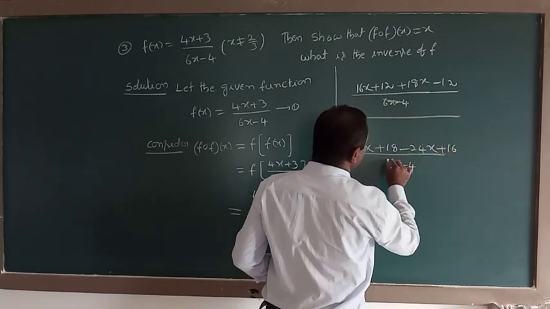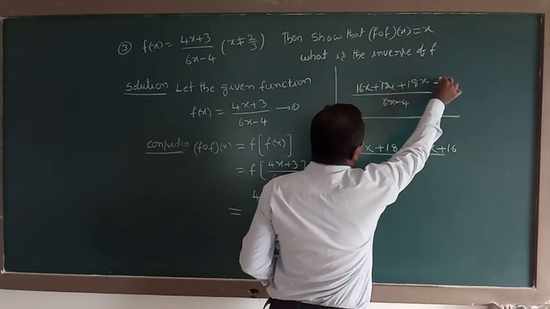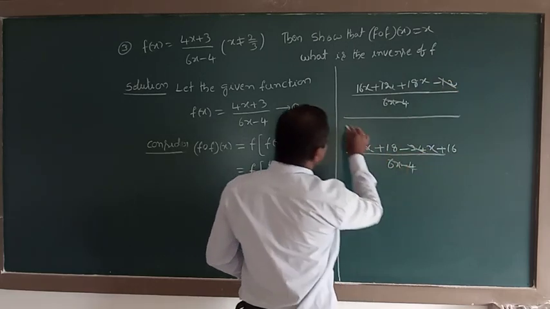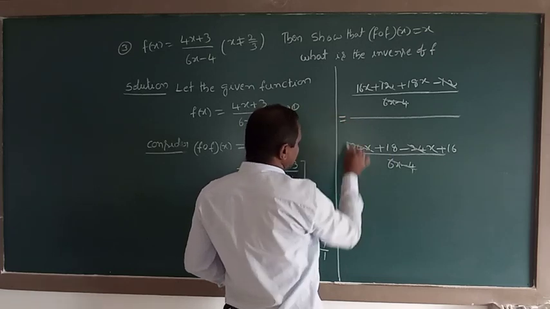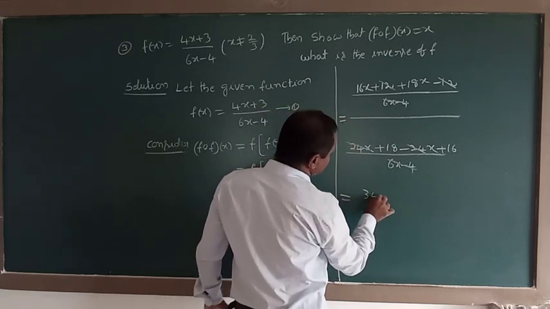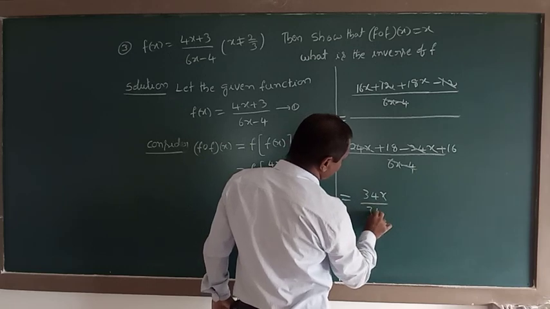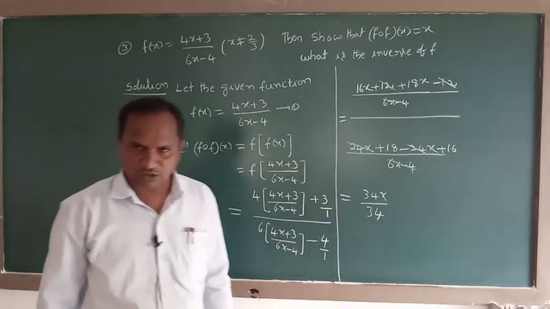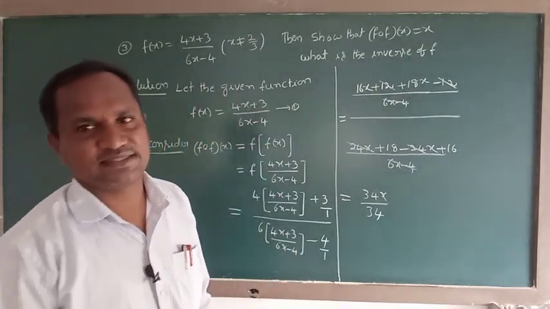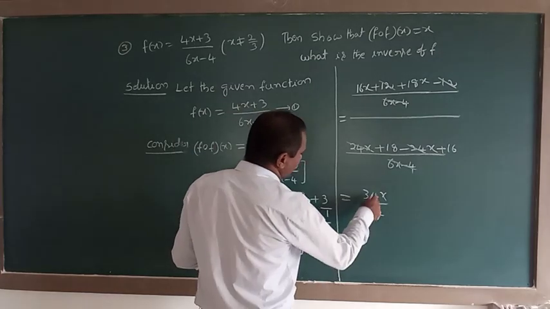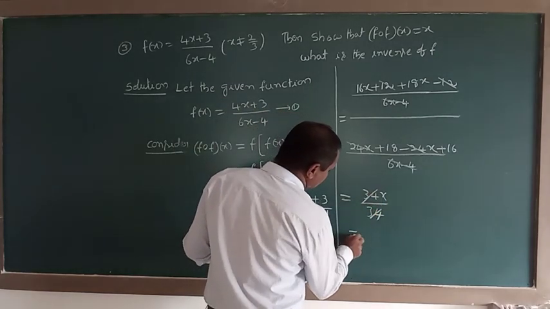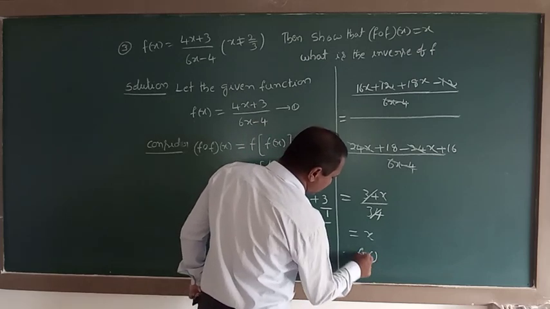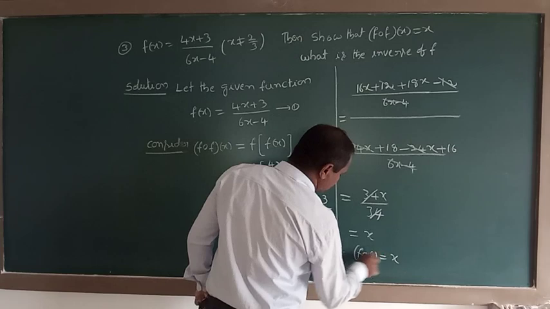And both get cancelled here. Plus 12 and minus 4... plus 12 minus 12 gets cancelled. Plus 24x minus 24x gets cancelled. It is equal to 34x whole divided by 34, because 16x plus 18x is 34x. In place of denominator we have 18 plus 16, which is 34, and 34 gets cancelled, you will get x. Therefore we can write f circle f of x equal to x.